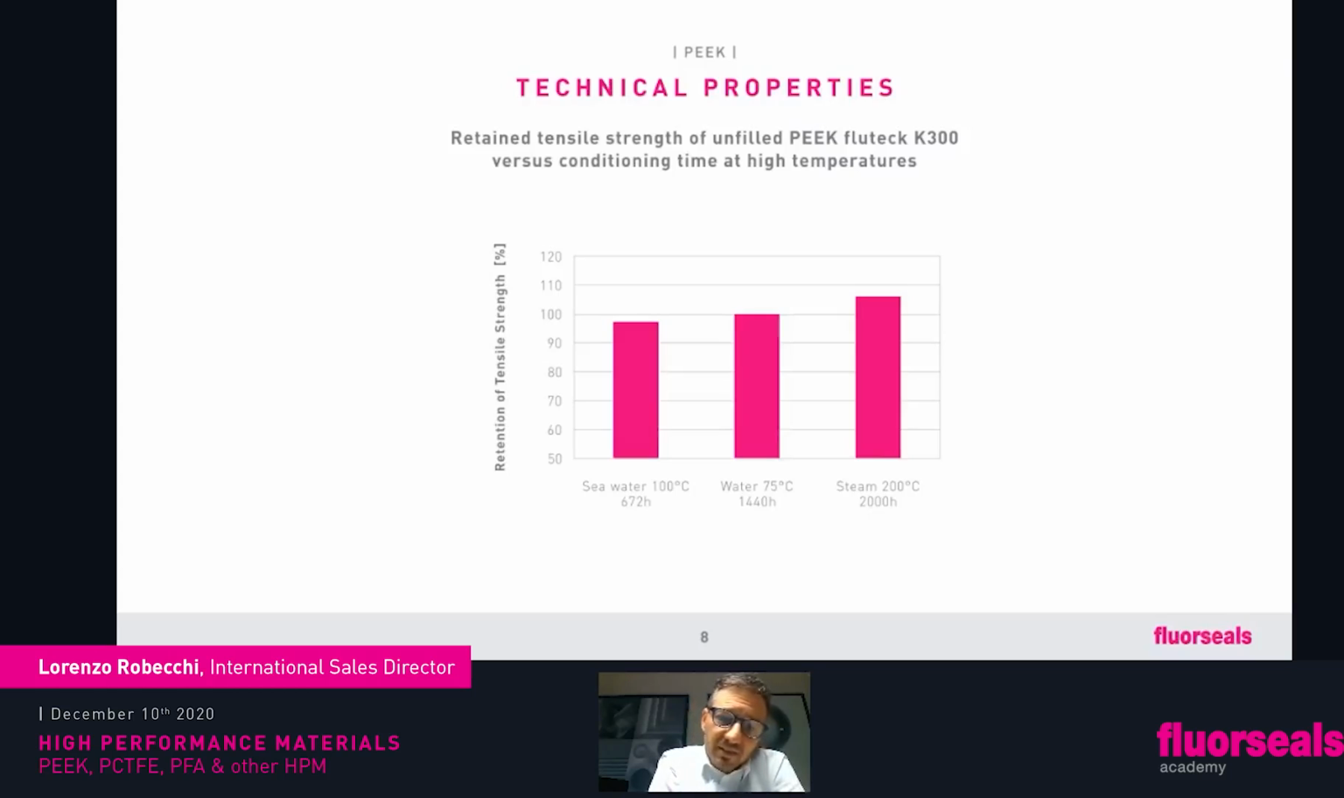You find out that the tensile strength of PEEK is the same. And this is quite a performance, I would say, and it is quite an information. So it doesn't age. It has not been affected.